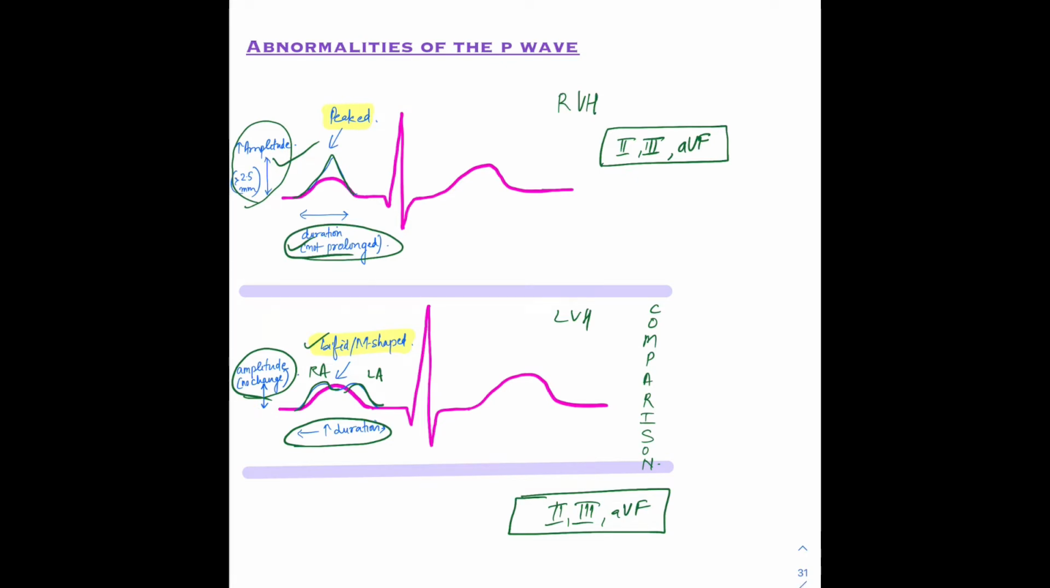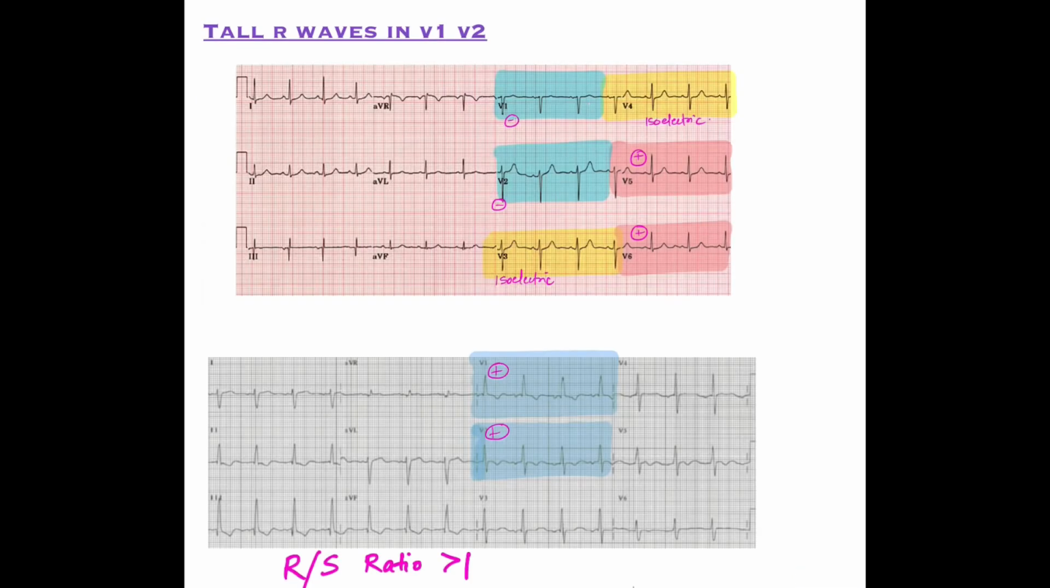So changes in the P waves representing right atrial enlargement can be used as one of the criteria for diagnosing a patient as having RVH based on the ECG. Now, another change that you can see in an ECG with RVH is going to be tall R waves in leads V1 and V2. Now this is a very important concept, so just try to understand it and listen to me carefully.